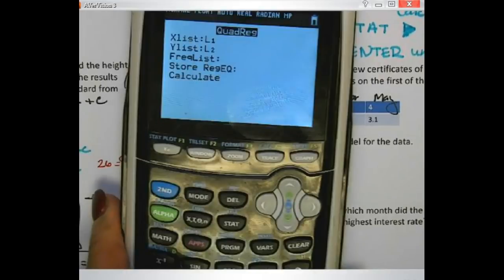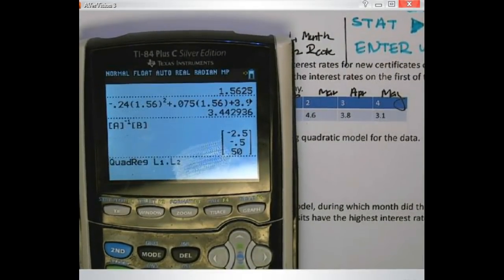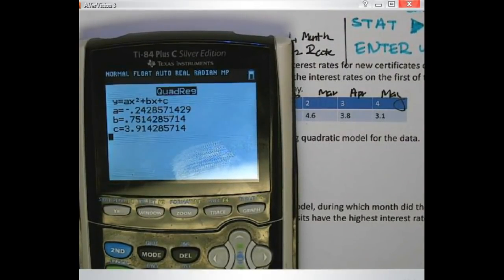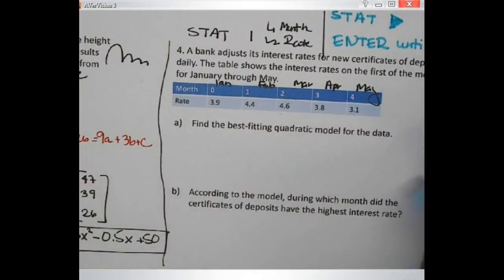So I was here, my model does this. And I'm going to hit Enter, Enter, Enter, Enter, Enter. And then I get these wonderful values. They tell me the A, B, and C. So let's enter that in.